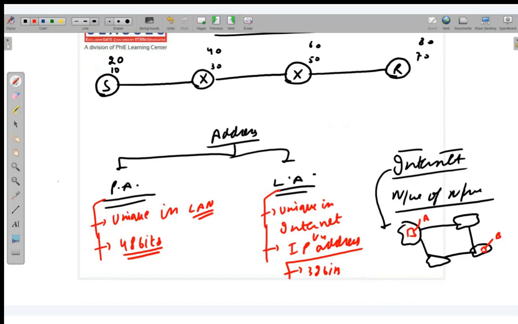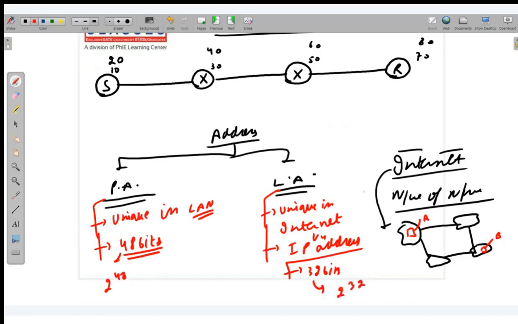So IPv4 address is of 32 bits. Now you may argue with me, sir, when physical address is of 48 bits and logical address is of 32 bits, you should say in reverse manner, that physical address should be unique in the entire internet, but logical address may or may not be unique. Because 48 bits is really a very huge number. So how many addresses can you generate? 2 power 48. And how many addresses can you generate here? 2 power 32.